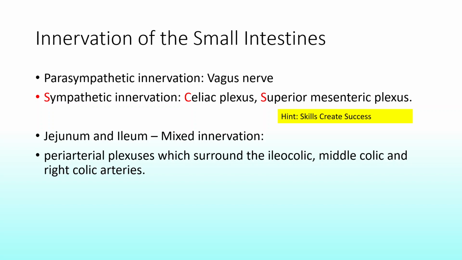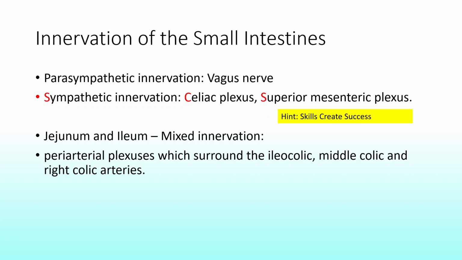For the jejunum and the ileum, there's going to be mixed innervation. This includes the periarterial plexuses, which surround the ileocolic, the middle colic, and the right colic arteries. It's also important to note the sensory or visceral afferent fibers, which give sensation in the small intestine. The general visceral afferent fibers accompany sympathetic motor fibers, which aren't really good at localizing pain. So the small intestine is very insensitive to burning or cutting, but it is sensitive to gas and colic ischemia.